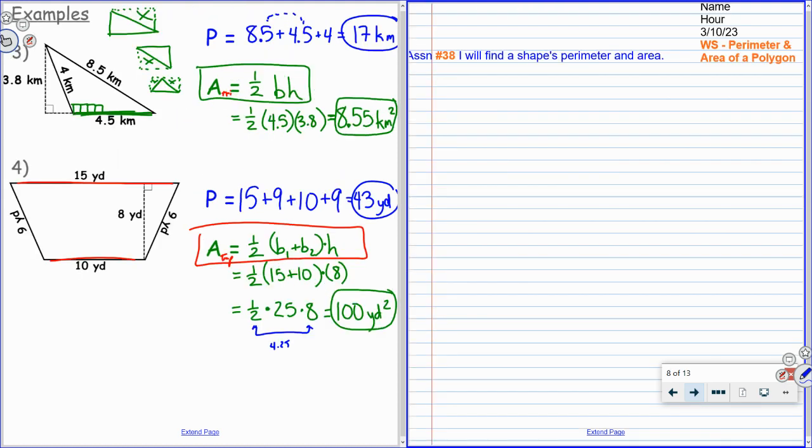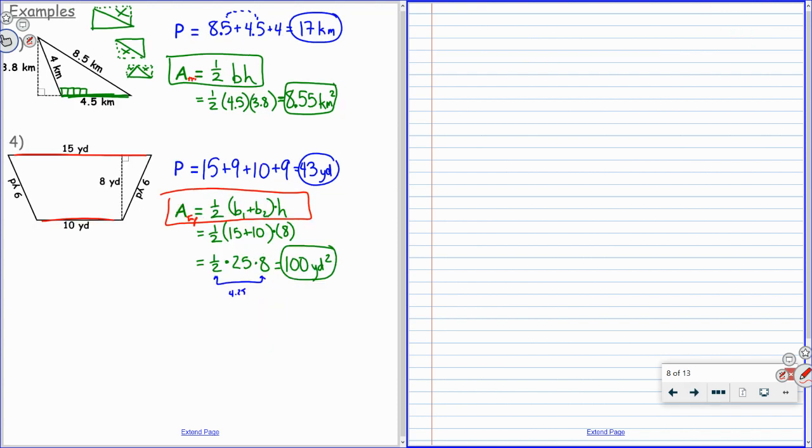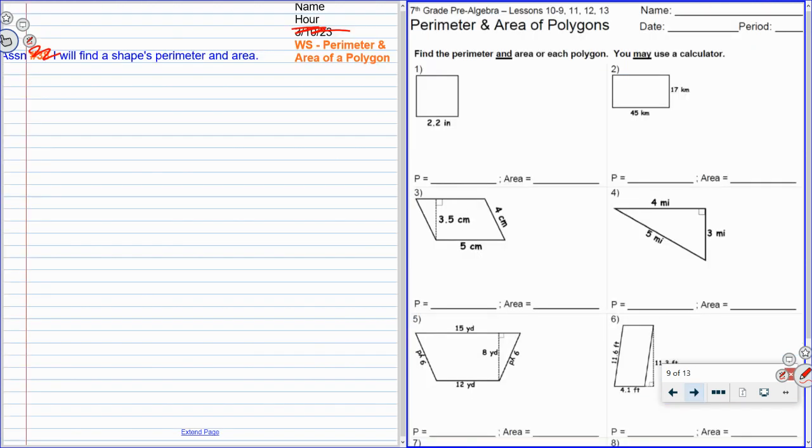All right, folks, once again, whatever the assignment number, whatever the date, you'll have a worksheet today. Some of you might be able to show all your work on the sheet. Others of you, it'll go into your notebook.